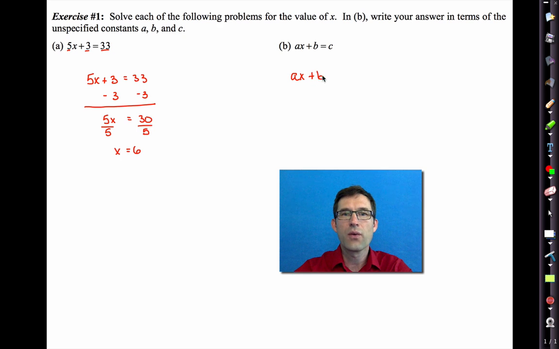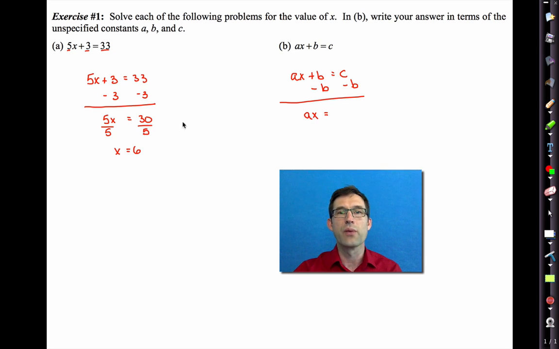I'm going to rewrite the equation down because that's how I started the last problem. The first thing I did was subtract 3 from both sides. Here, I'm going to subtract b. Now, here's a big difference. In the last problem, I was able to say that 33 minus 3 was 30. Here, the absolute best I can do is say that c minus b is c minus b. There's nothing more I can do with that.